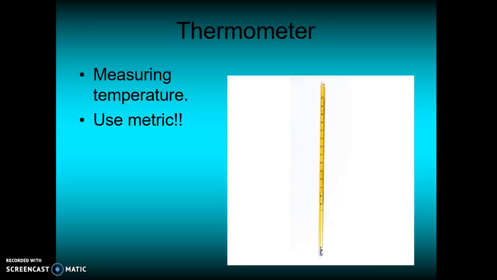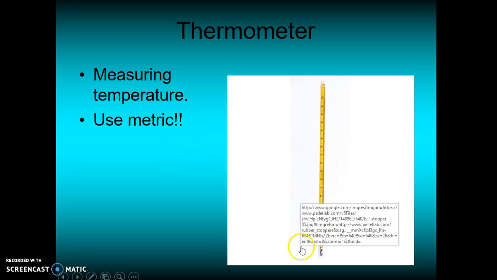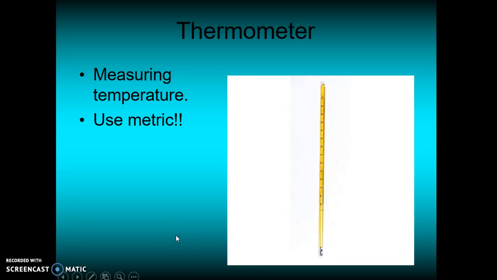Thermometers. These are used for measuring temperature, and maybe they are in Fahrenheit or centigrade. But when you're using a thermometer, you have to be very careful because at the bottom there is mercury and you don't want to break it.